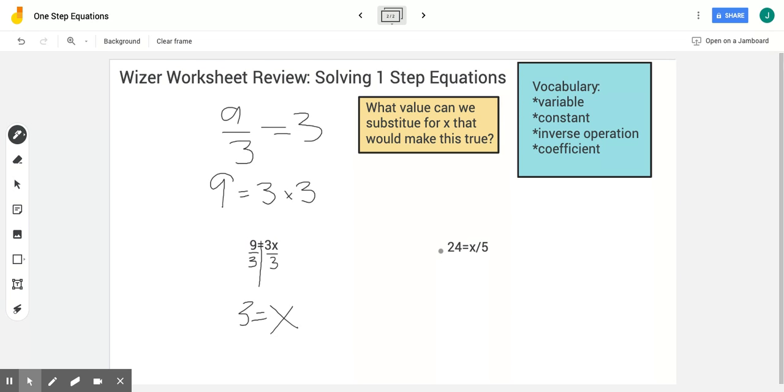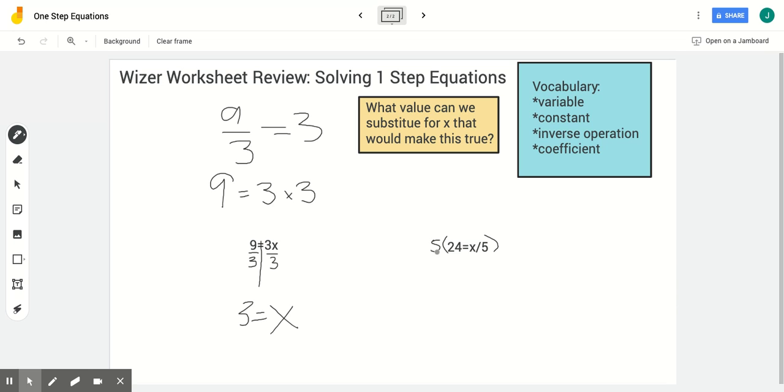The second one is a little different than what you've mainly been seeing, but it's still the same idea. We're still using inverse operations. So we have 24 equals x divided by 5. So we need to figure out what divided by 5 equals 24. And we know that if we multiply 5 times 24, we'll get our answer. So we're going to multiply both sides. These parentheses mean multiply. We're going to multiply both sides by 5 because right now we're saying x divided by 5. The opposite of that is multiplying by 5.